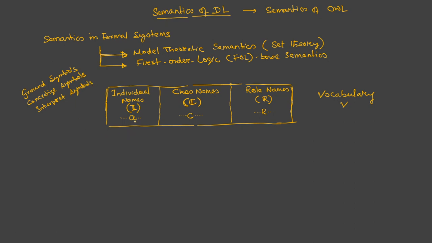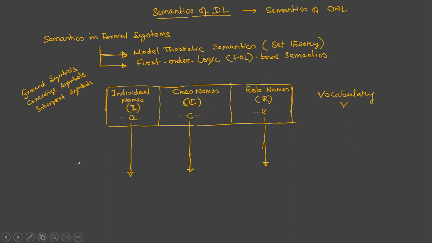So what would be the possible interpretation of A? This is what you need to answer. So what is the possible interpretation of A? This is one question that we need to answer. Now, what would be the possible interpretation of C? That is the second thing that we need to answer, right? The third thing that we need to answer is what is the interpretation of R, right?